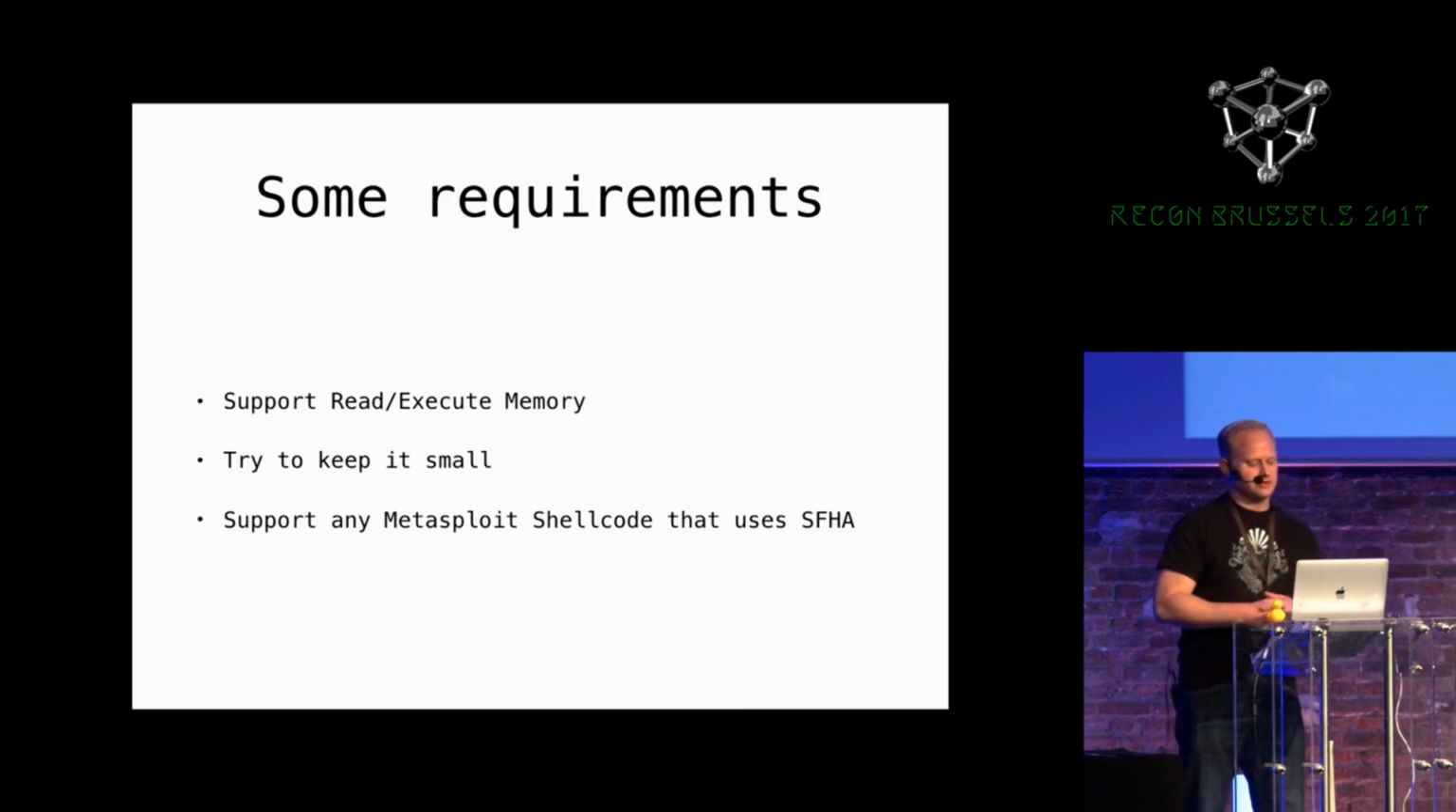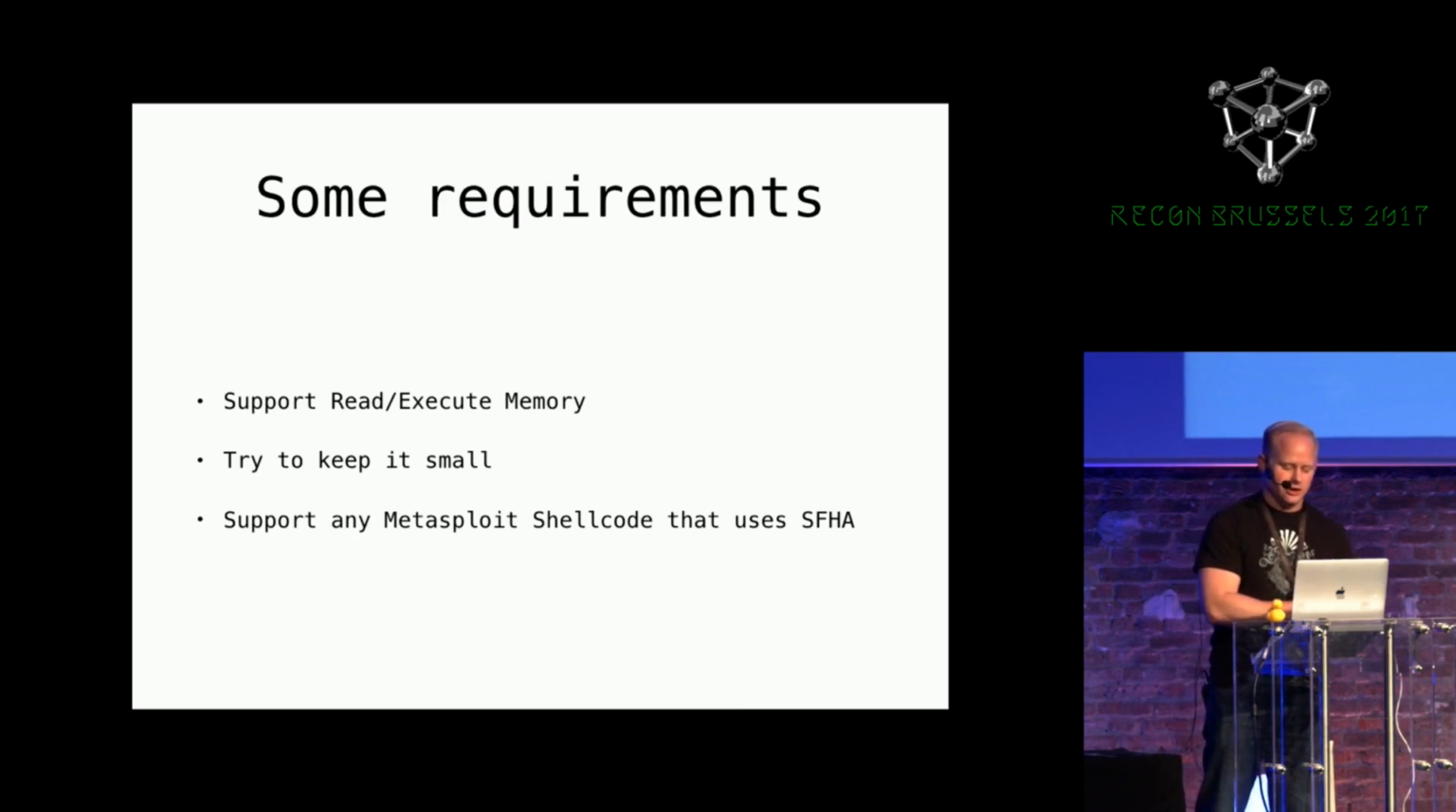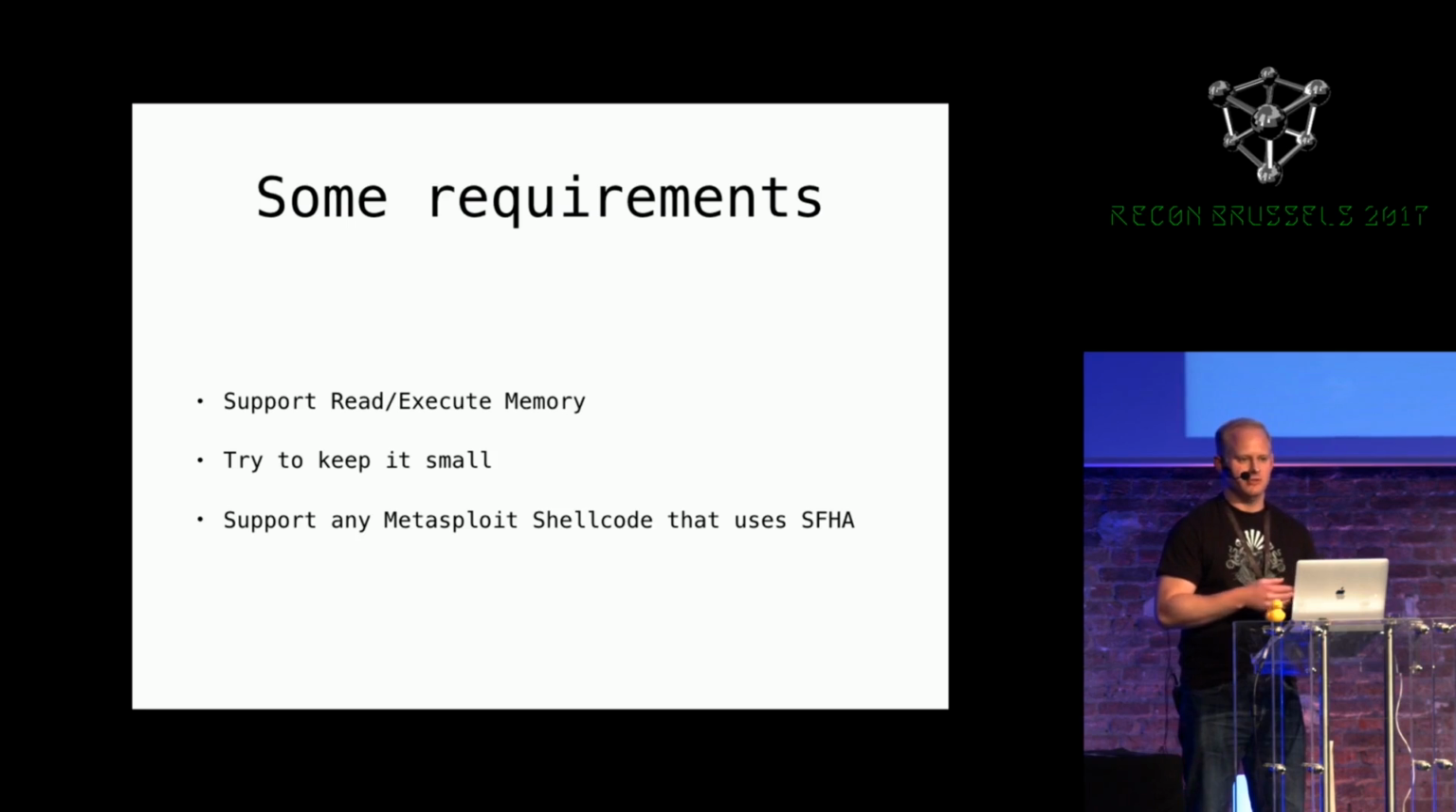But I had some requirements. It had to be useful in read-execute memory, not just read-write-execute, in case I put it into an executable where the section was only read-execute, right? So no encoding within the payload itself without moving it to a stack or some other location. And I tried to keep it as small as possible. Now, import table parsing is much more expensive than export table parsing. And I had to support any Metasploit shellcode that used the former hash API.